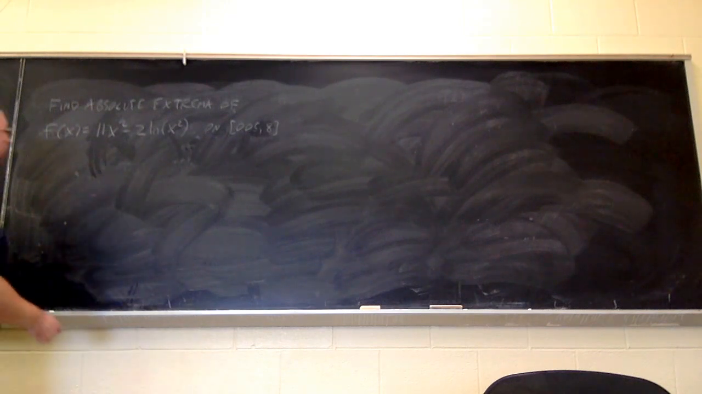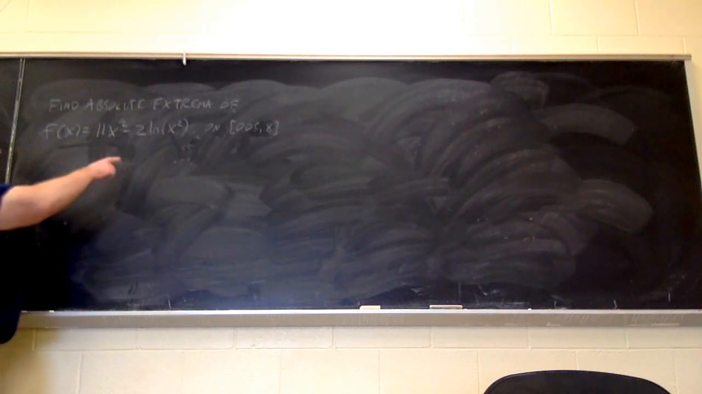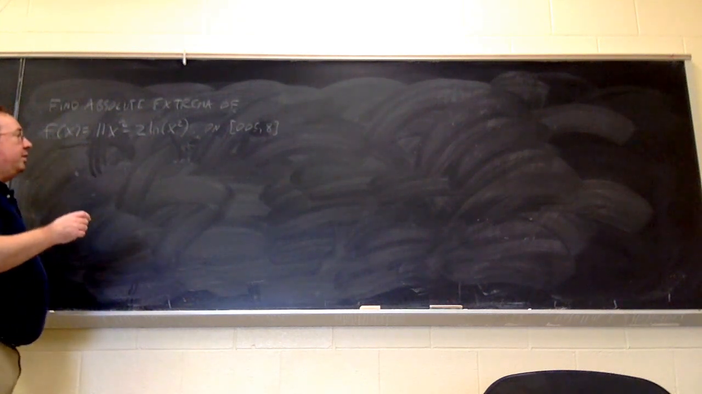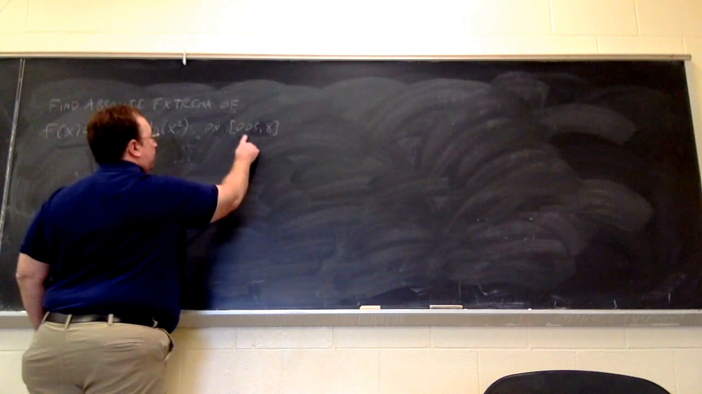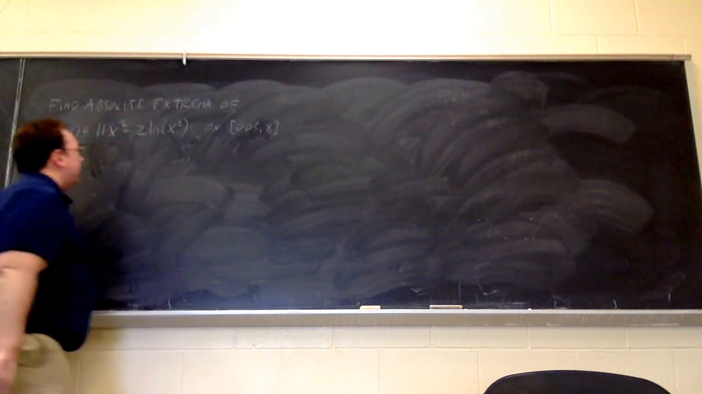Okay, in this video, I'm going to show you how to find the absolute extrema of a function involving the natural logarithmic function ln. So I have this function, f of x is 11x squared minus 2 times the natural log of x squared. And we want to find the absolute extrema, so the absolute max and the absolute min of this function on this interval, 0.05 up to 8.